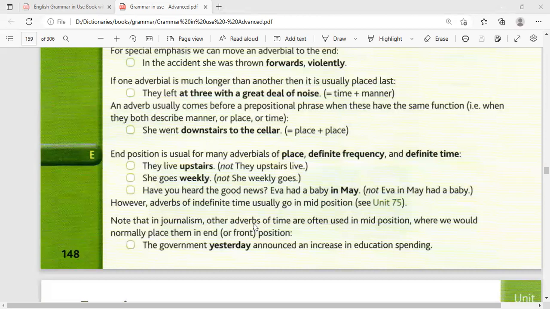The last note here is that in journalism, لغة الصحافة يعني, other adverbs of time are often used in mid-position where we would normally place them in end position. Like when I say, the government yesterday announced an increase in education spending. So in this case, in journalism, we can use yesterday in the mid position, okay?